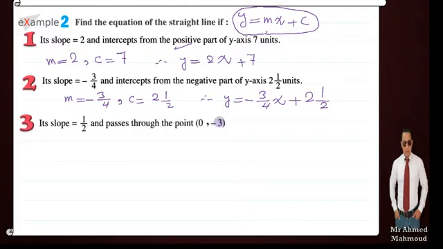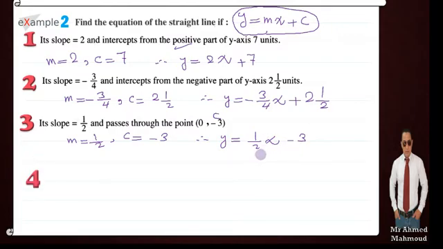Number 3, the slope equals half and it passes through 0 and negative 3. Don't forget, the intersection with the y-axis is 0 and c. Then this is c. c is negative 3. Then m equals half and c equals negative 3. Therefore, the equation is y equals half x plus negative 3, and plus negative 3 equals minus 3. This is the equation, y equals half x minus 3, direct.